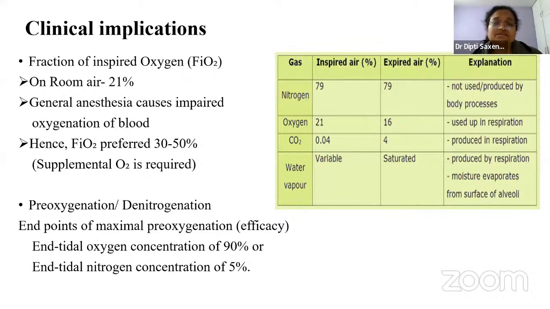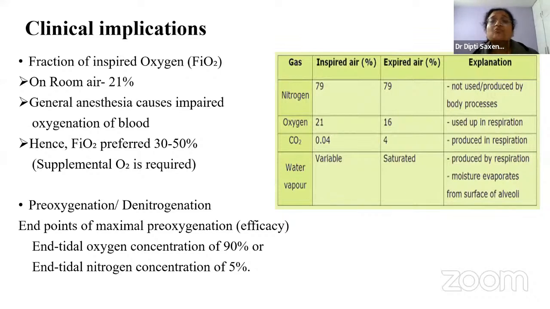Now, general anesthesia normally causes impaired oxygenation of blood due to various reasons, which we will be discussing in the slides later on. So FiO2, which we prefer in general anesthesia, is actually 30 to 50%. So we are introducing an important concept here, that is of fraction of inspired oxygen. So what we do in general anesthesia is we try to increase the fraction of inspired oxygen.